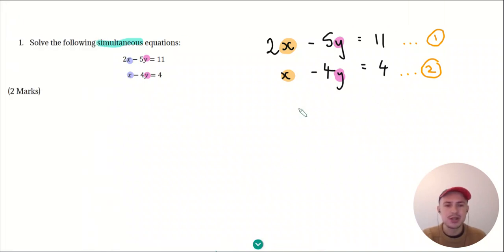So we're looking to cancel out, let's pick x's. For this question, I'm going to pick x's. It is slightly easier, you'll see why. But we're going to start simple. In our first equation, we've got 2x. In our second equation, we've got just x.